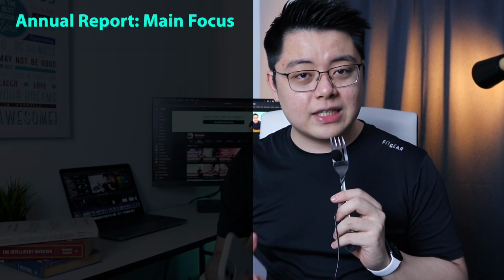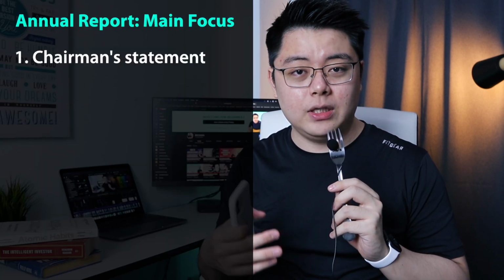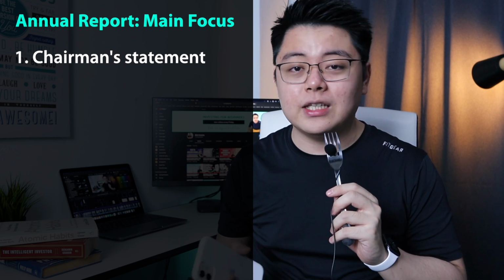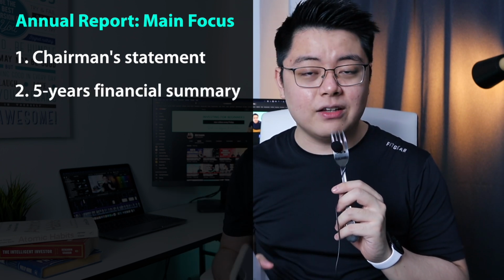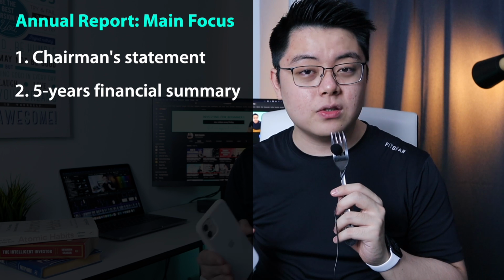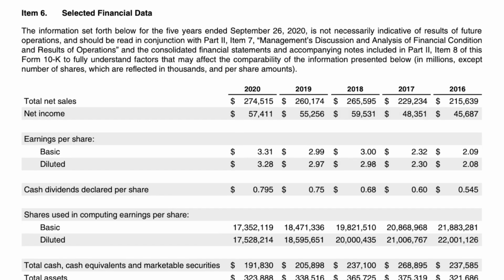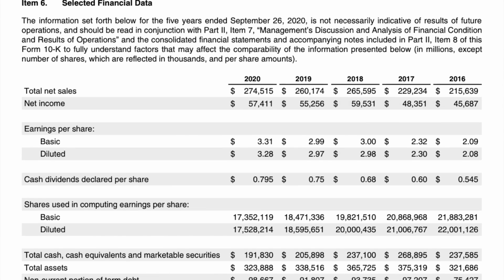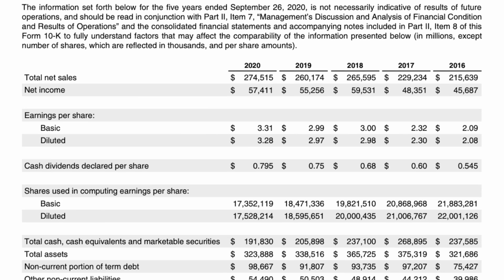Firstly, the chairman's statement, and that can be in the form of prospects or anything that you may have missed. And the second is the 5 years financial summary, and that can come in the form of revenue growth, gross margin growth, EBITDA growth, net income growth, and whatnot.